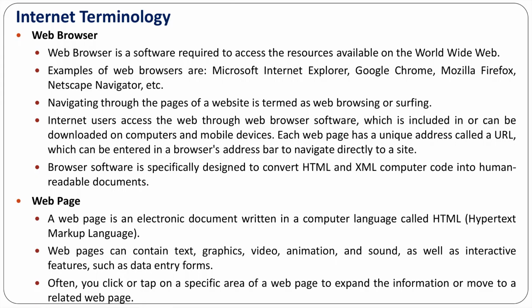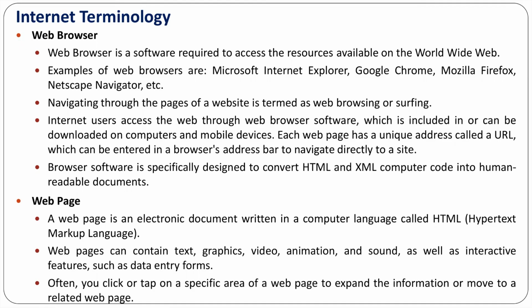Next is web page. What is a web page? Simply, a web page is nothing but a document which is designed and developed using a particular language. There are various languages used for designing web pages. Among them, the most common is HTML. HTML is also a standardized language which is used for designing web pages. HTML stands for Hypertext Markup Language.